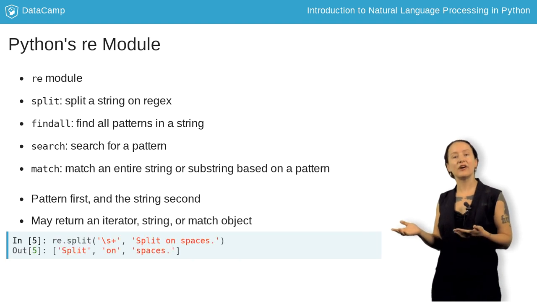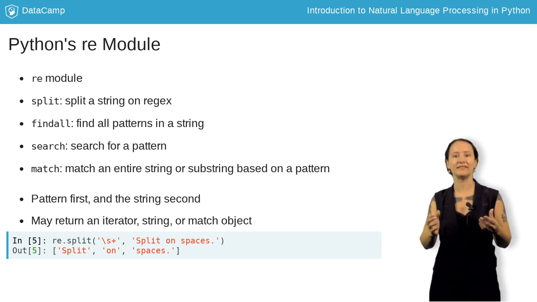Here, we see the RE split method will take a pattern for spaces and a string with some spaces and return a list object with the results of splitting on spaces. This can be used for tokenization, so you can pre-process text using regex while doing natural language processing.